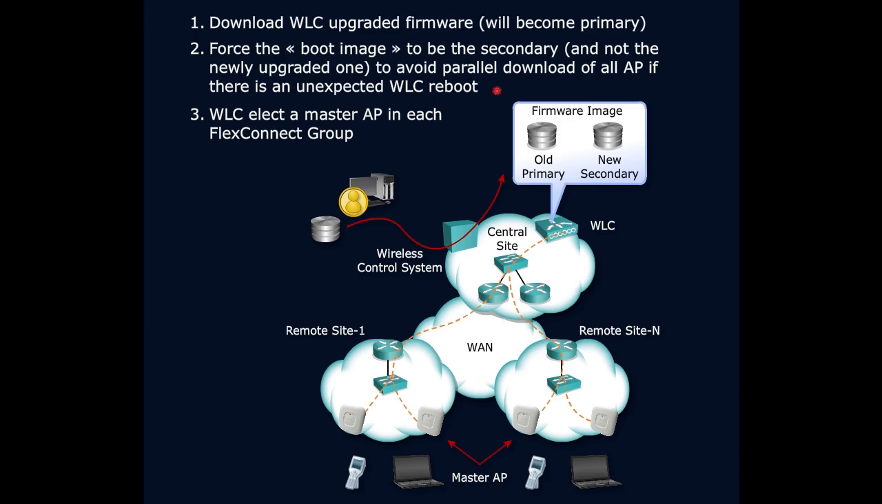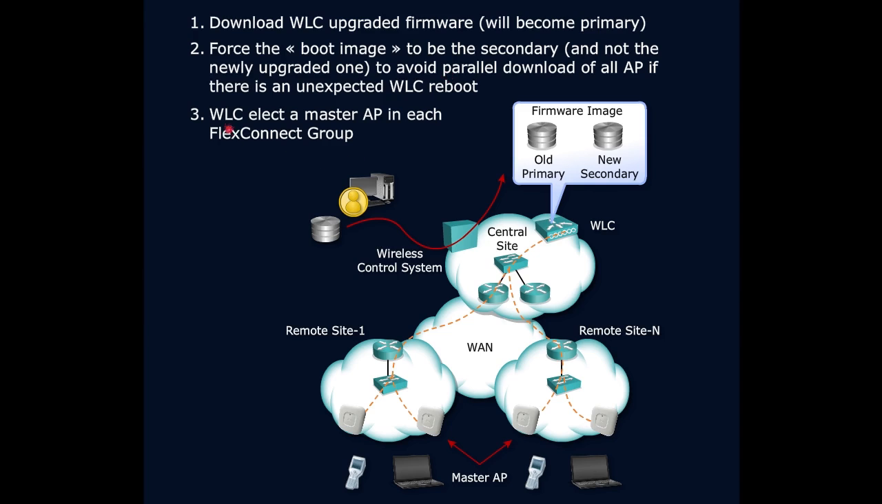Because what if there's a power shutdown in the environment and the power comes back on as we are doing this? If it's set as the primary, all of a sudden what we would end up doing is we would have every AP doing this firmware upgrade at the same time. This is what they call a parallel download. We don't want that to happen in our environment. We want much more control over this process. So that's why we want you to set this as a secondary and not the primary.